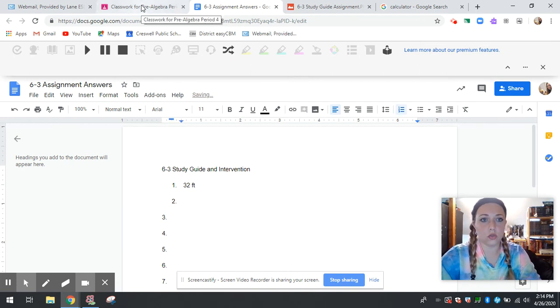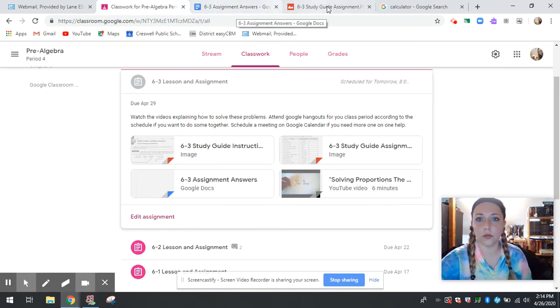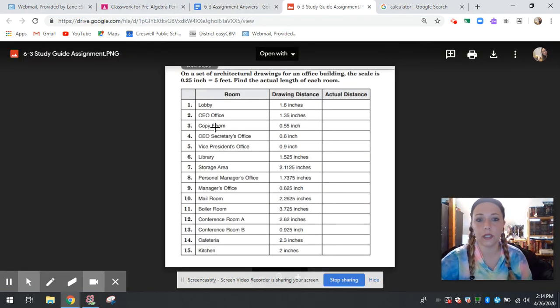Okay, I'll do another one. Back to the assignment. So now in the building, we figured out the actual distance of the lobby. I want to figure out the actual distance of the CEO office.